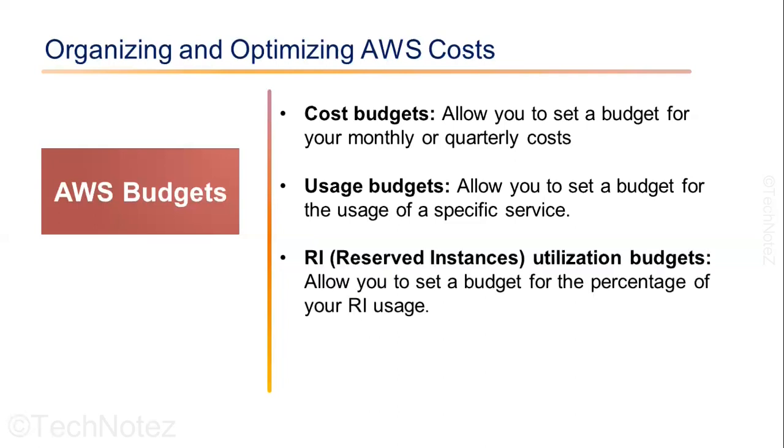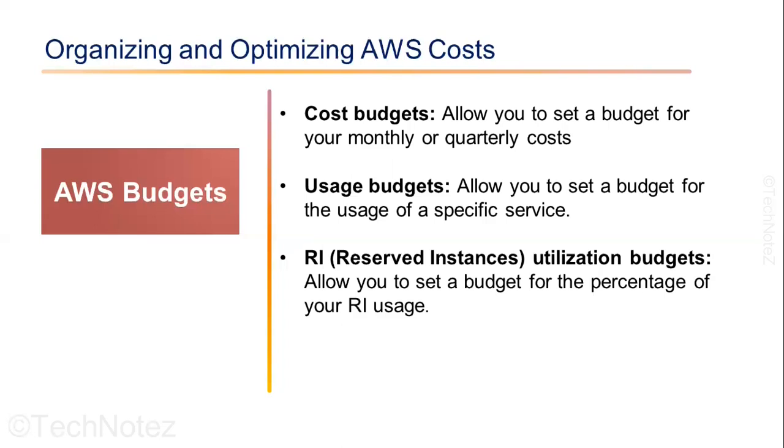RI budget, or reserved instances budget, allows you to set a budget for your usage of reserved instances, which are a type of pricing model offered by AWS that allows you to pay a lower hourly rate for EC2 instances and RDS database for a 1 or 3 year commitment. Reserved instance budget helps you track your usage and cost of your reserved instances.